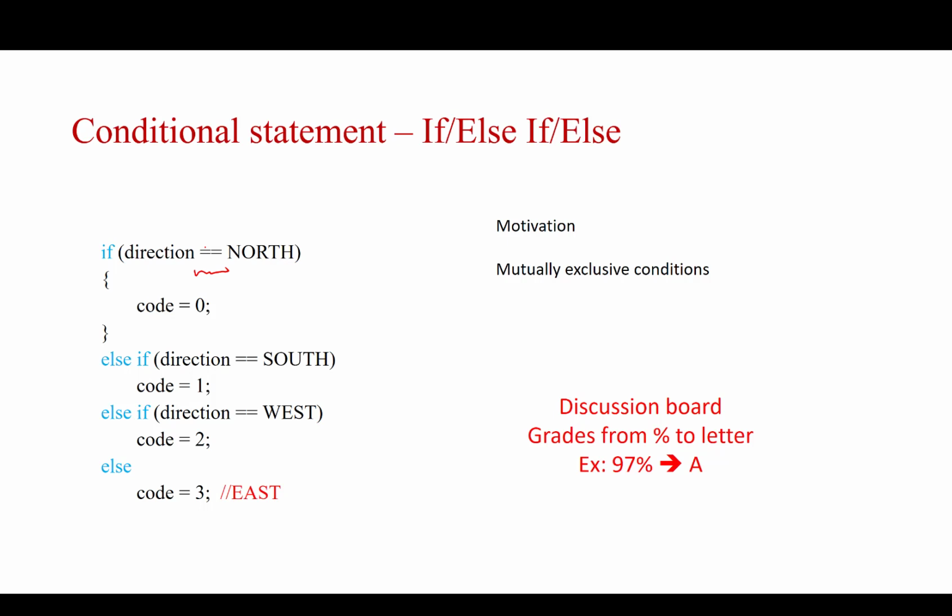Else if, I'm still having more conditions, right? So else if direction equals west, in this case, the code equals 2. And then else, code equals 3.